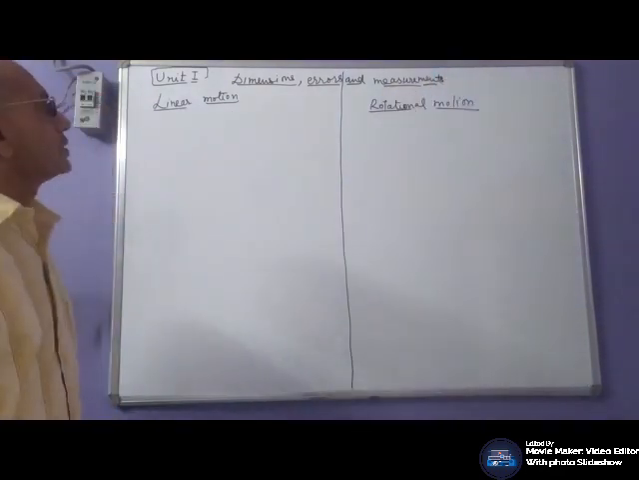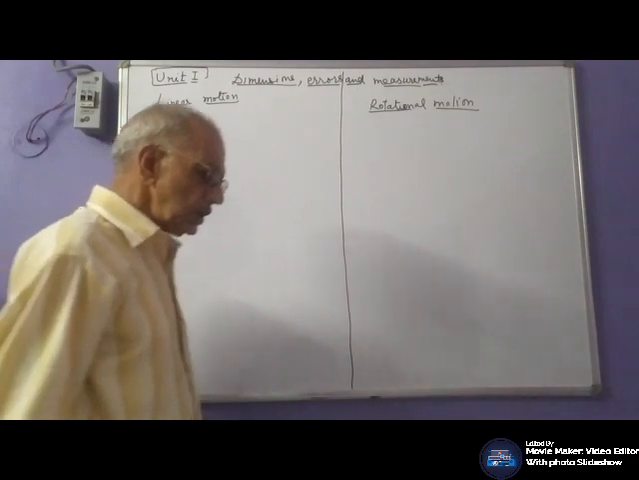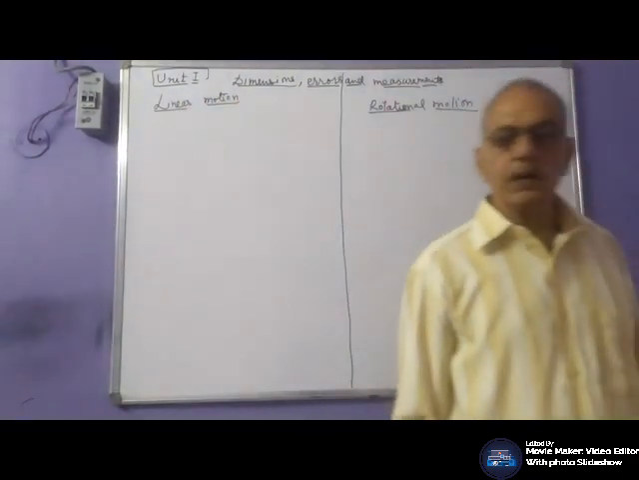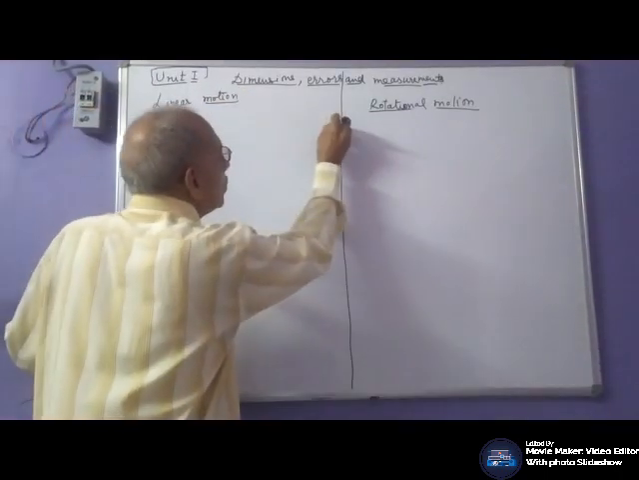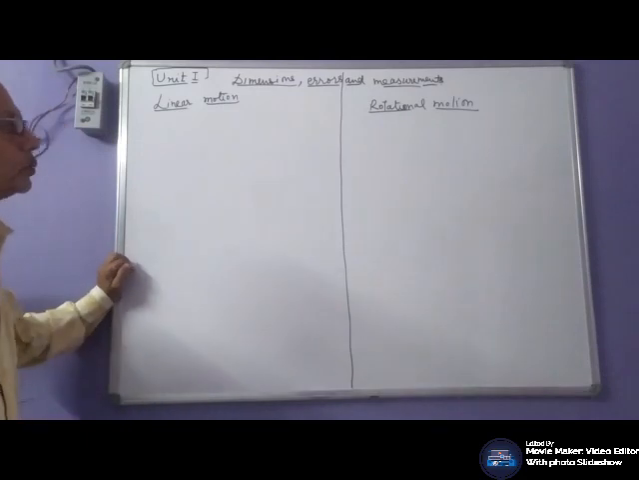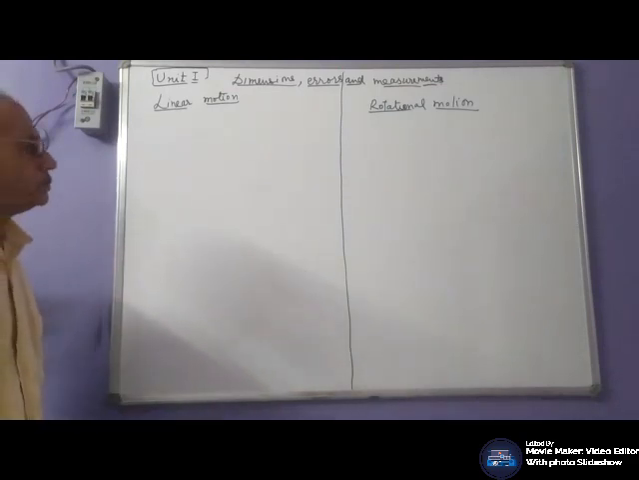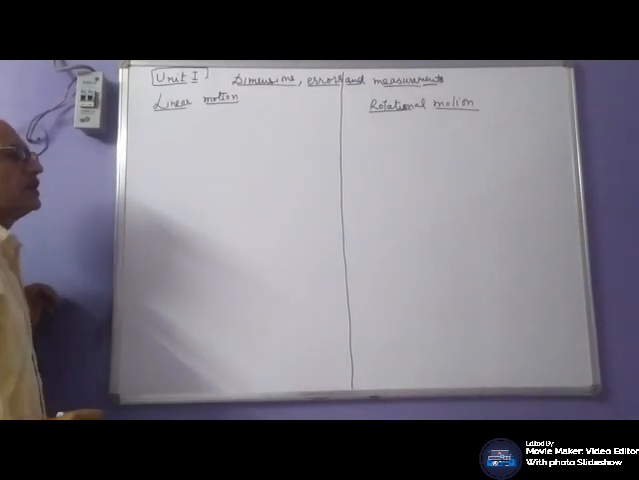We will take dimensions first. Linear motion: my motion is linear motion. This marker's motion now is linear motion. Rotational motion: the motion of a fan, a ceiling fan. The motion of a wheel is rotational motion. Remember these things.